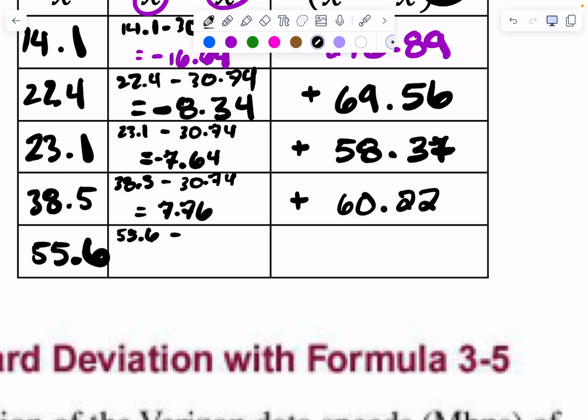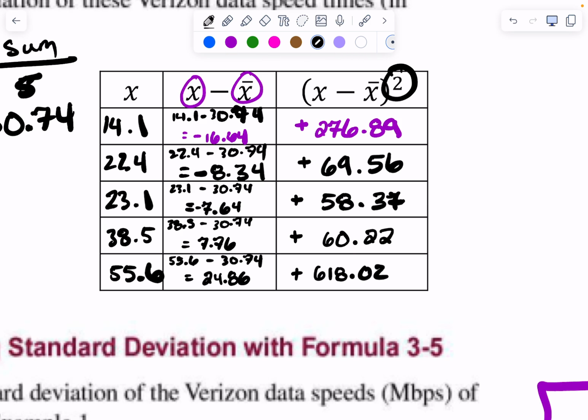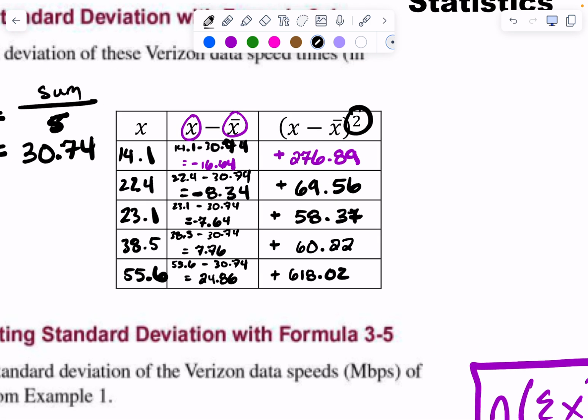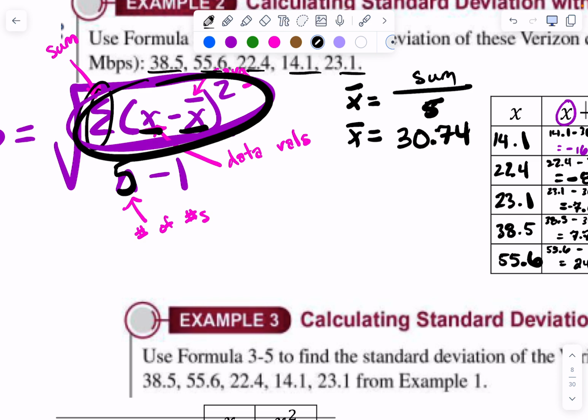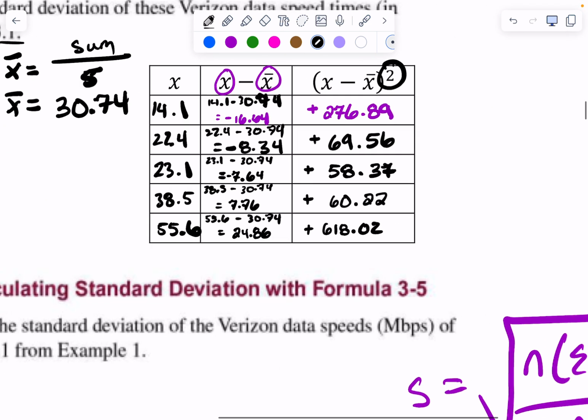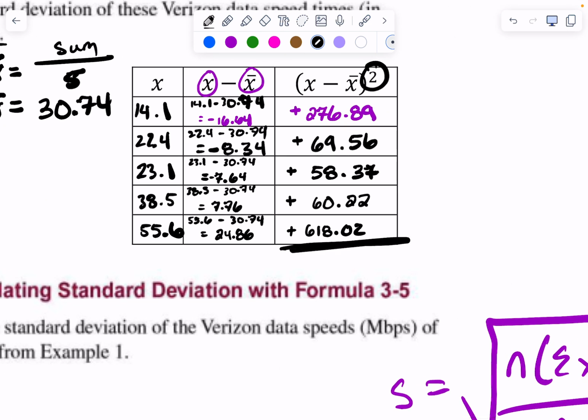Then I do the last one. 55.6 minus 30.74 is 24.86. If I square it, 618.22. Perfect. There are all those numbers. I did all of my x minus x bars squared. Now the formula says I take the sum of those. So what am I doing? Adding that right column here.